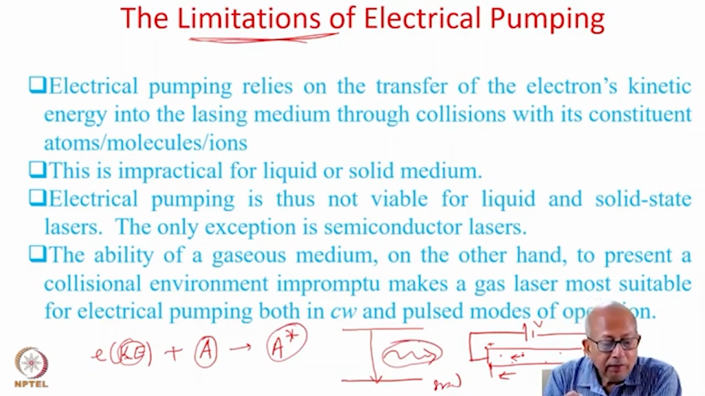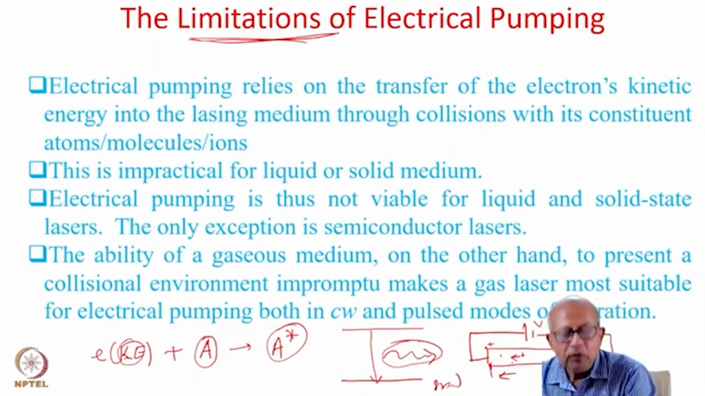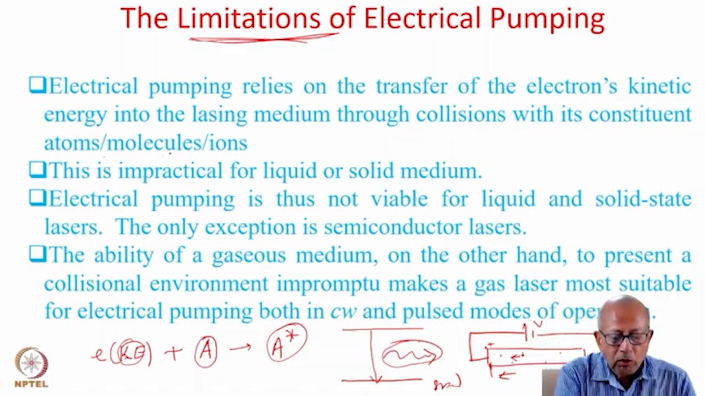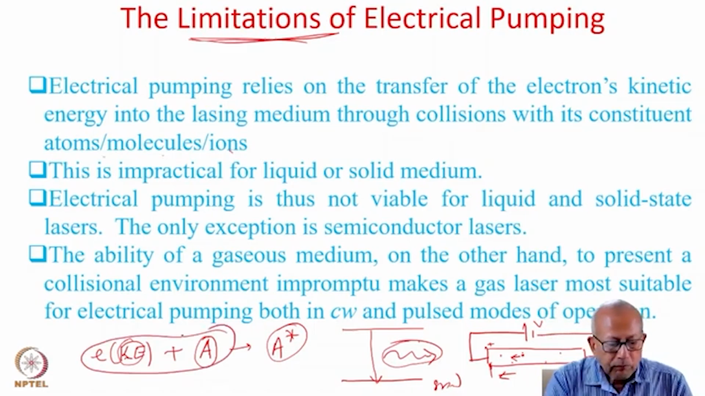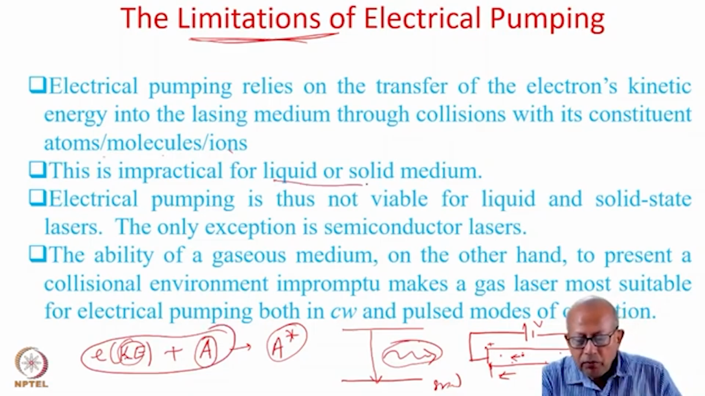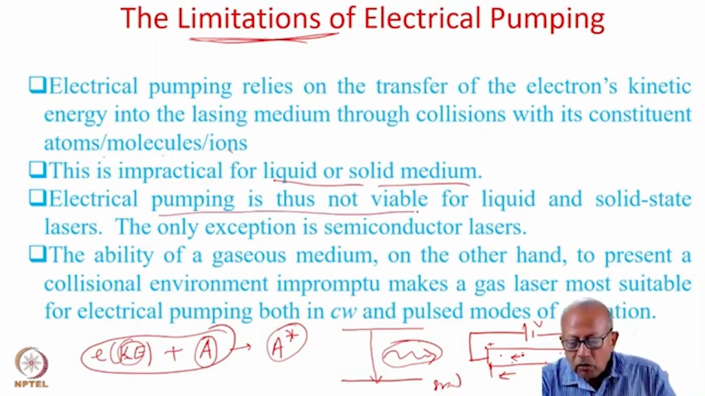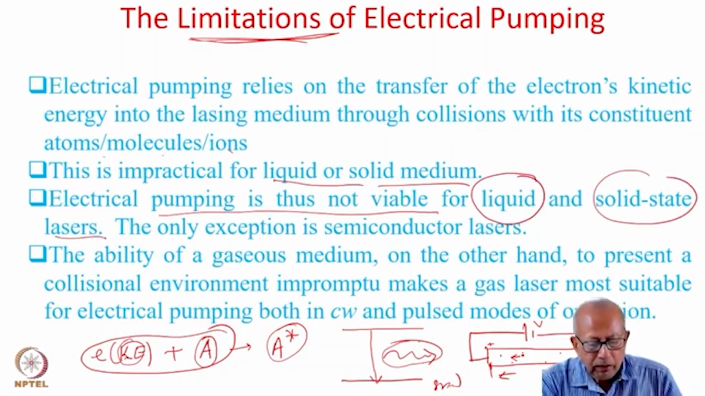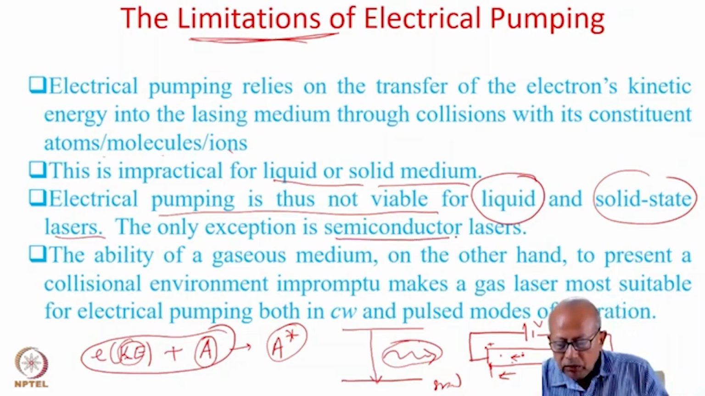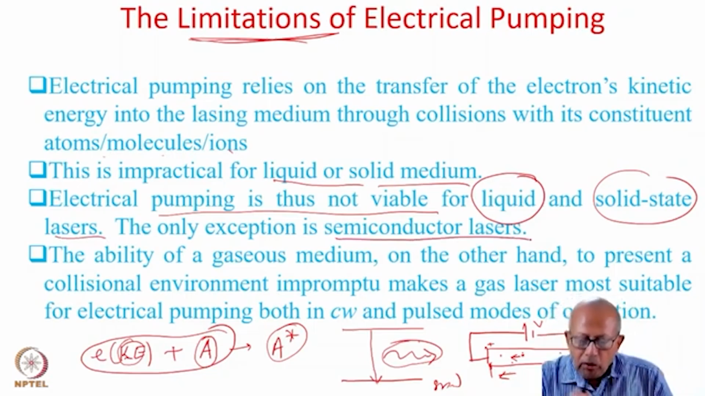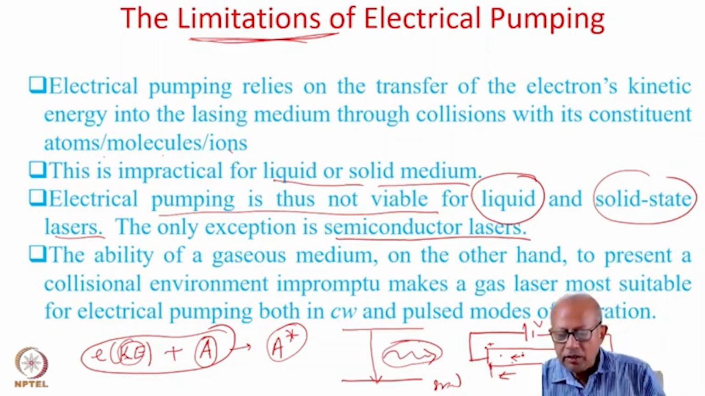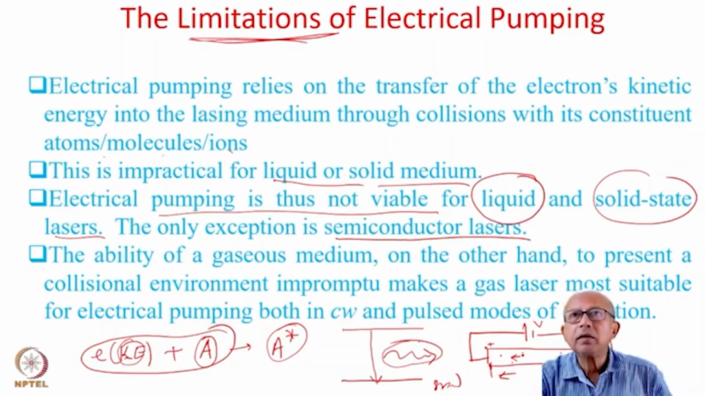Now you can see that for this, you need a collisional environment. The electron must be able to collide with atoms, molecules, or ions. So this is impractical for a liquid or solid medium. Electrical pumping is thus not viable for liquid and solid state lasers. The only exception is, of course, semiconductor lasers. We will know more about this when we study semiconductor lasers in detail in some of the later classes.